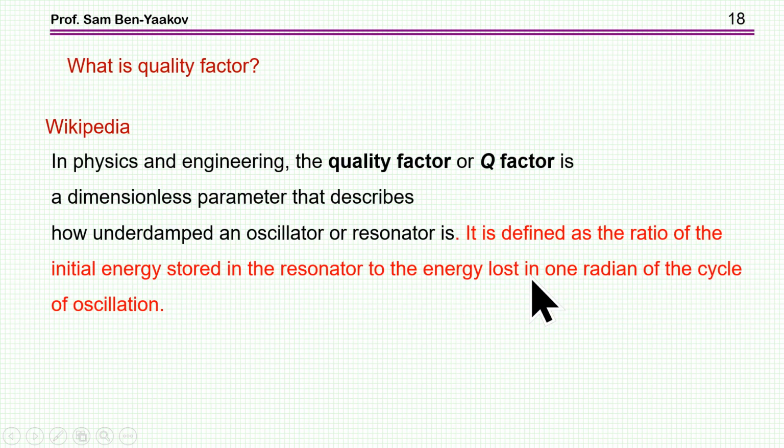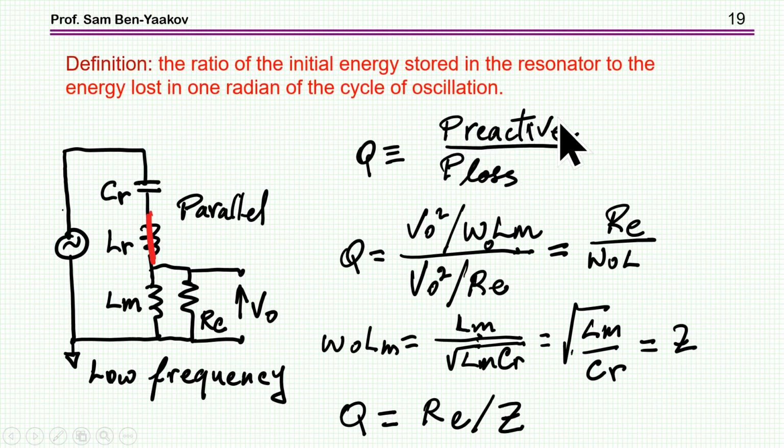And then I'm going into the question of what is quality factor for the next step. Well, looking at Wikipedia, we find that quality factor is defined as the ratio of the initial energy stored in the resonator to the energy lost in 1 radian of the cycle of oscillation. Meaning that this is the ratio between the reactive power and the real power, okay?